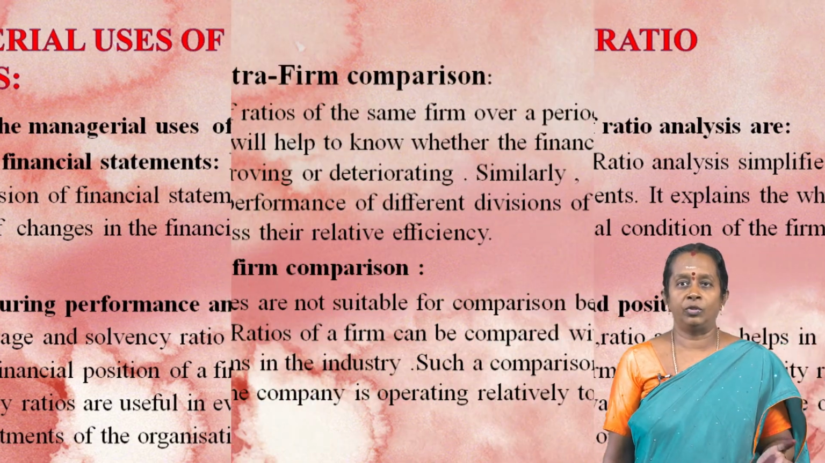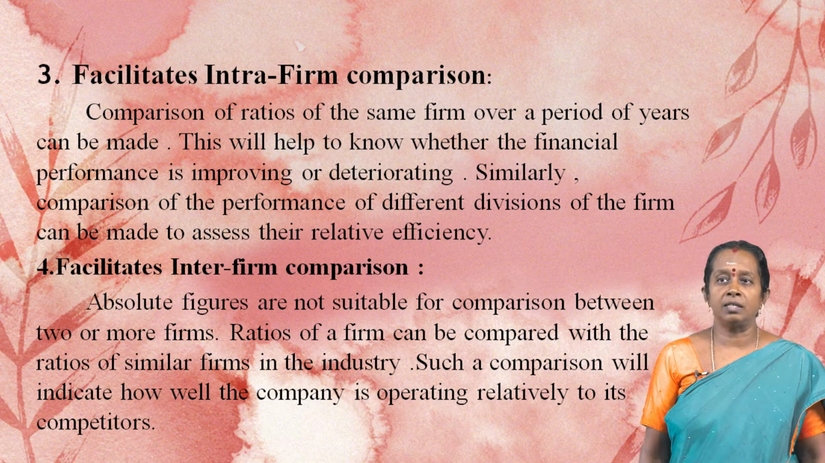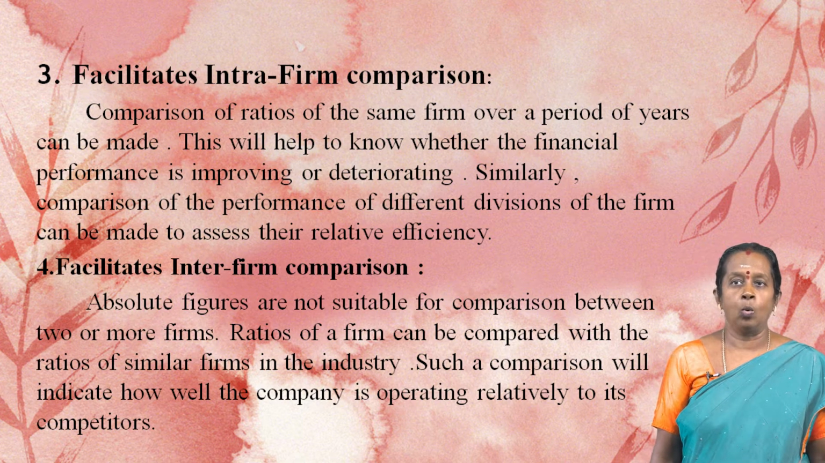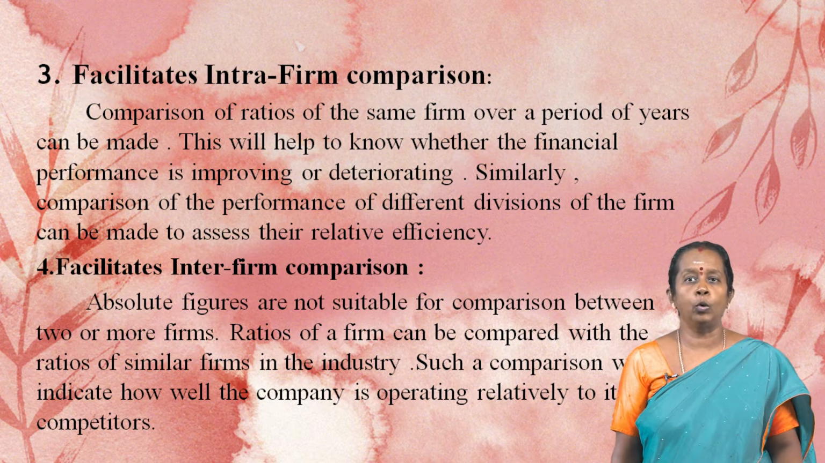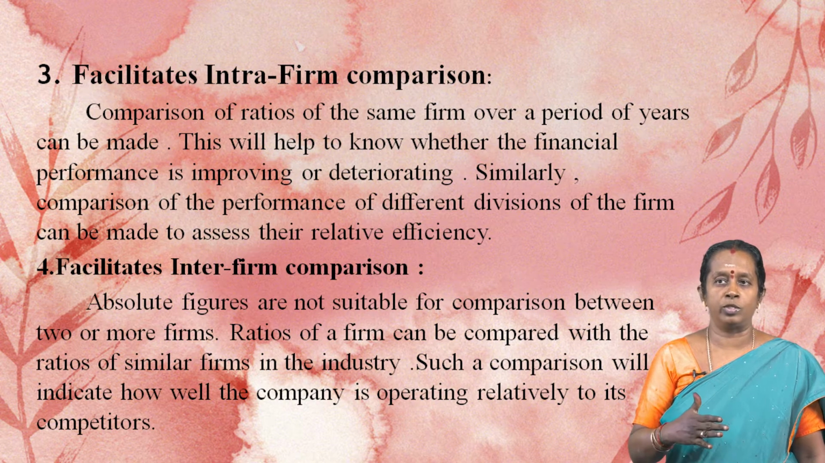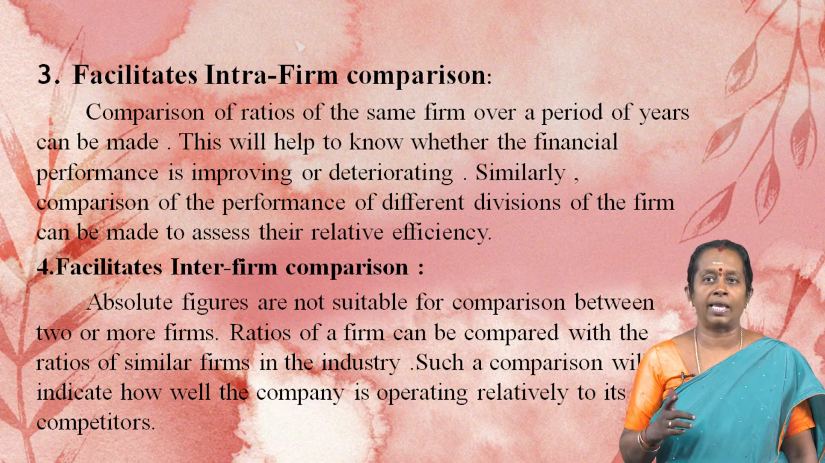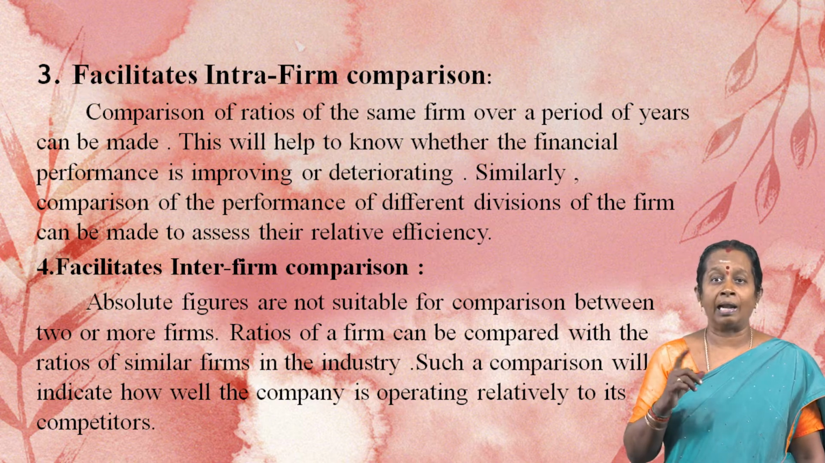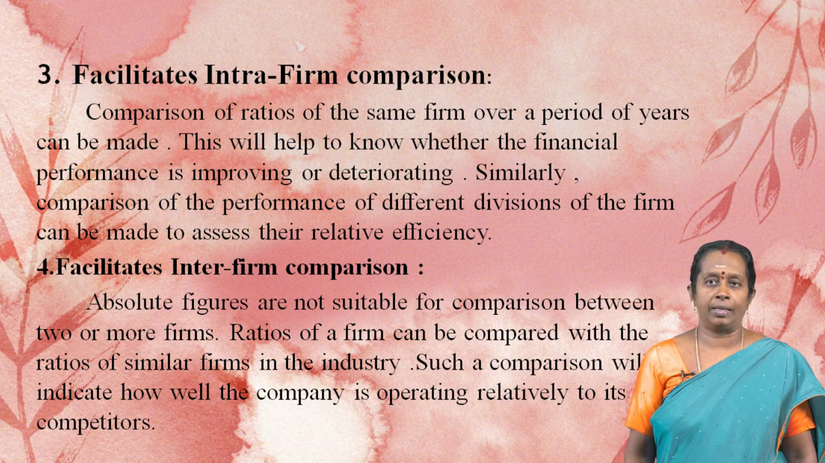Number 3, facilitates intra-firm comparison. Comparison of ratios of the same firm over a period of years can also be made. That means this will help to know whether the financial performance is improving or deteriorating. Similarly, a comparison of the performance of different divisions of the firm can be made to assess their relative efficiency with the other co-workers who are working in different departments.